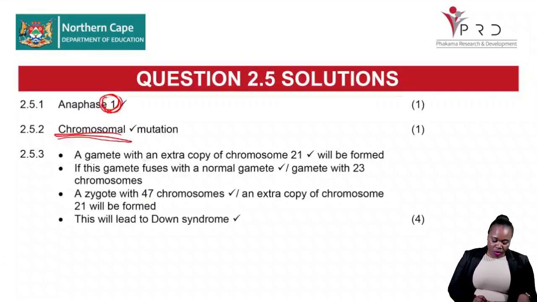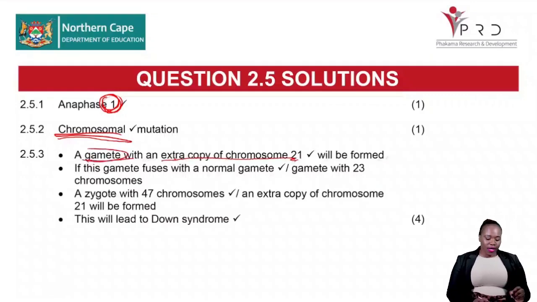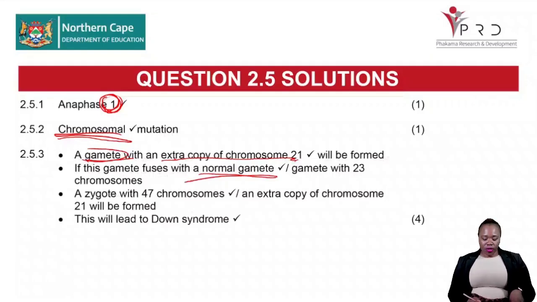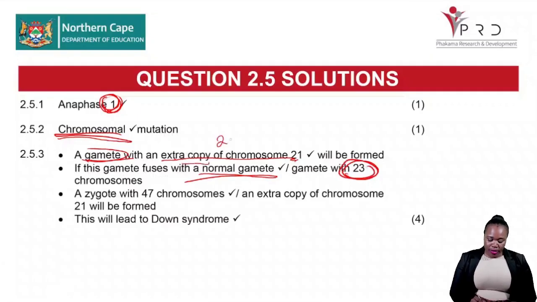Right, so a gamete with an extra copy of chromosome 21 will be formed, the sperm cell or the egg cell, the ovum. If this gamete fuses with a normal gamete, it only needs to fuse with a normal gamete to lead to Down syndrome. So mention that. Make sure that you mention that it fuses with a normal gamete, not just any other gamete, but a normal one. A normal gamete will have how many chromosomes? 23 chromosomes. This one with an extra chromosome has 24 chromosomes, right?